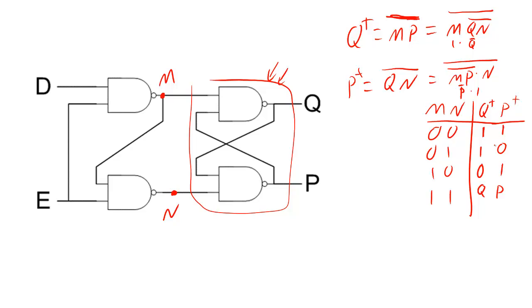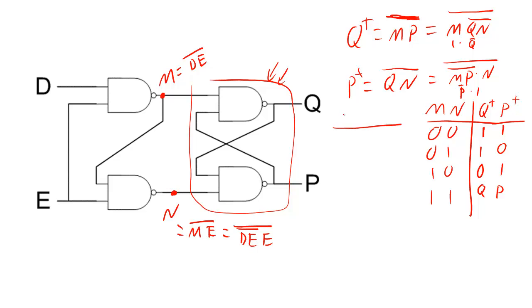So now the question becomes, what is the behavior based on D and E? So M is equal to D, E NANDed, and N is equal to M, E NANDed, which, if we do a variable substitution, is D, E NAND, NAND.